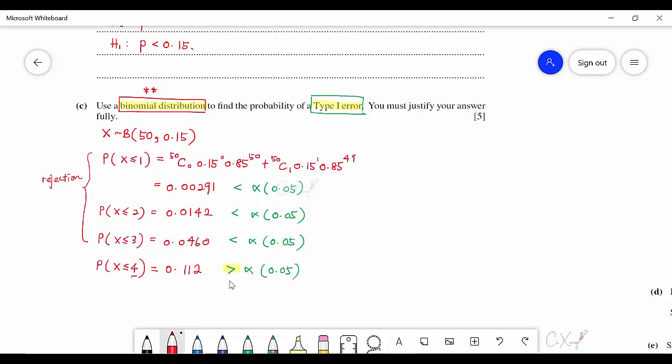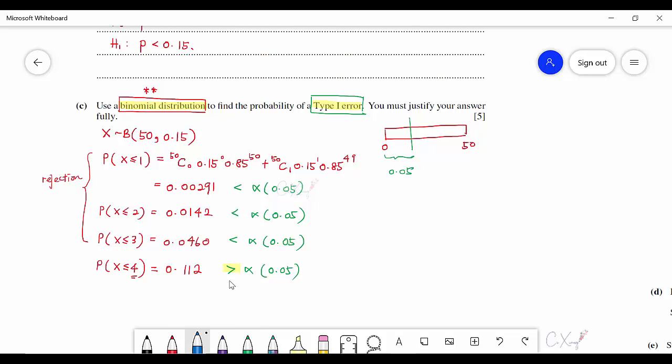But for x equals 4, start from x equals 4, it already falls under the acceptance region. Or maybe we can talk about it like this. We are having 0 until 50. Alright, so maybe this is your alpha. Okay, so your alpha is 0.05.